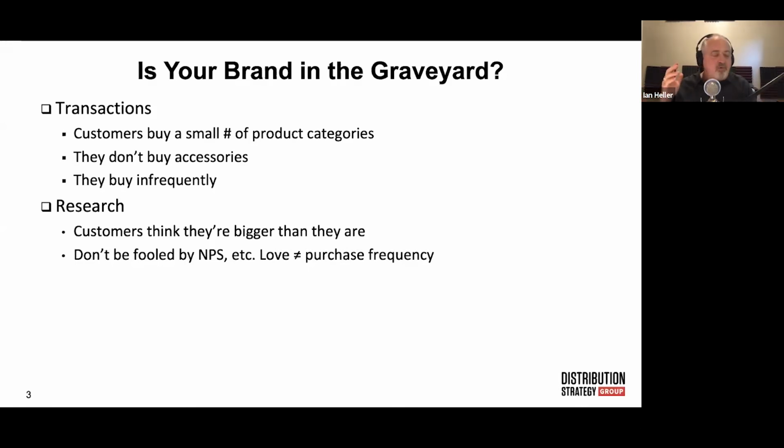I think one of the worst assumptions, the lethal assumptions that marketers and distributors make, is they think their customers know what they do. They think their customers know what they sell. They think their customers know what they offer. And the reality is they're not on the consideration set 90% of the time when that customer is looking for something that they sell.